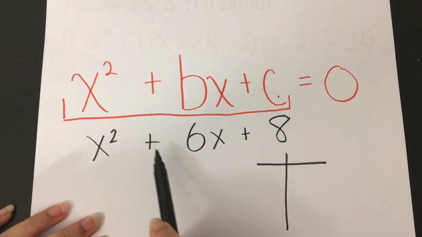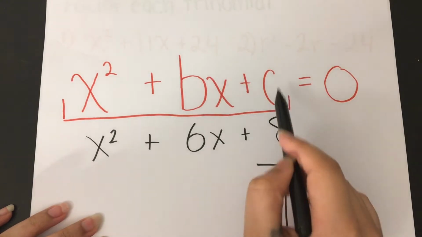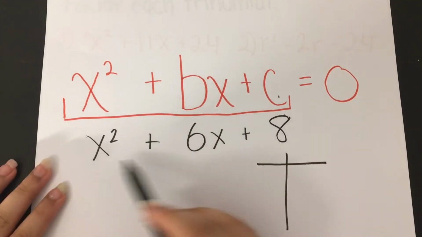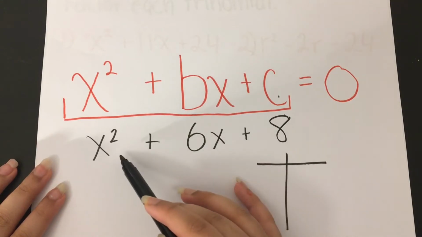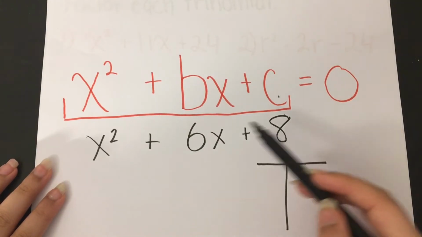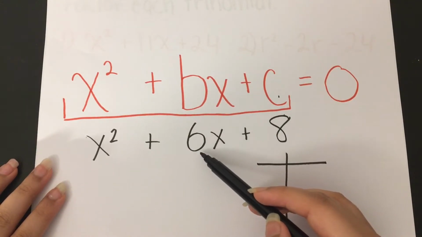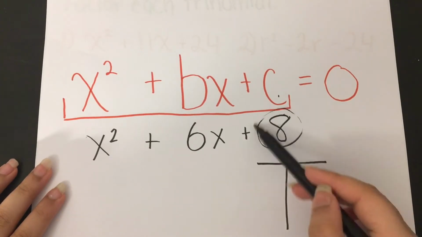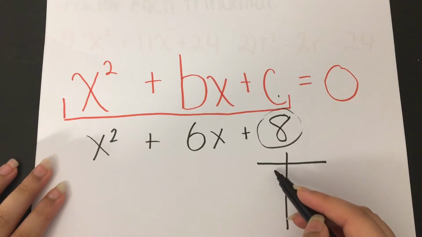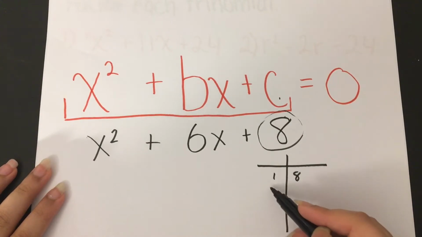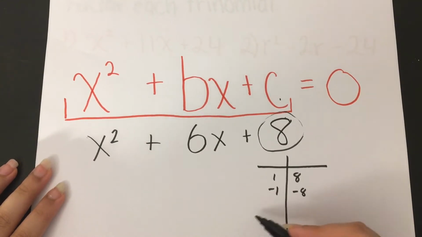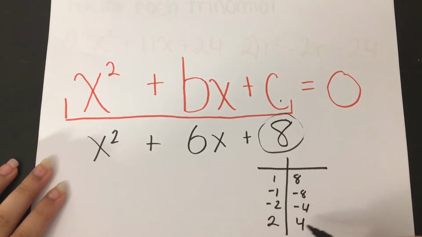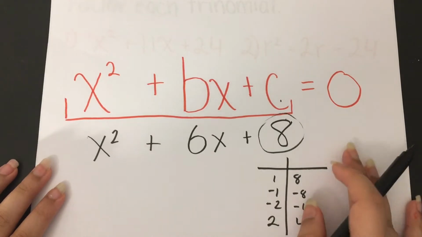x squared plus 6x plus 8, and you can see it's in the same format of x squared plus bx plus c. So, in order to factor this, I have to find two terms that when added equal 6, and when multiplied equal 8. So let me come up with factors for 8. Let's see, there's 1 and 8, negative 1, negative 8, negative 2 and negative 4, 2 and 4. And that's pretty much it.